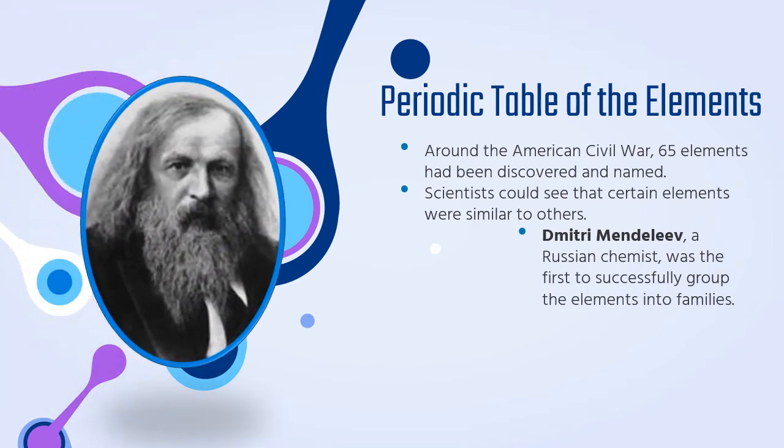Dmitry Mendeleev, a Russian chemist, was the first scientist to successfully group the elements into families. This was around the 1860s, 1870s, that he developed his process of grouping together the elements that he knew were in existence. He noticed that different elements had similarities based on their atomic weights. And so he started grouping them in order of their atomic weights and came up with the periodic table of the elements.